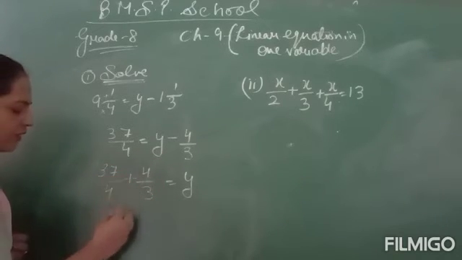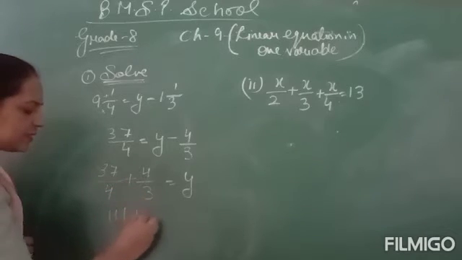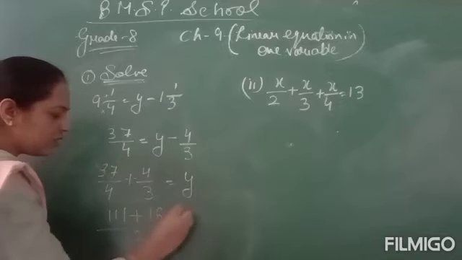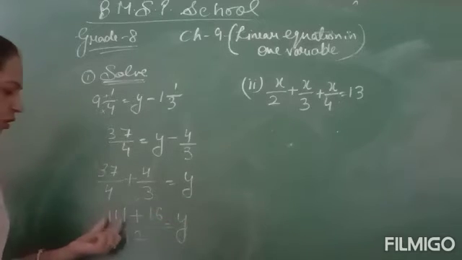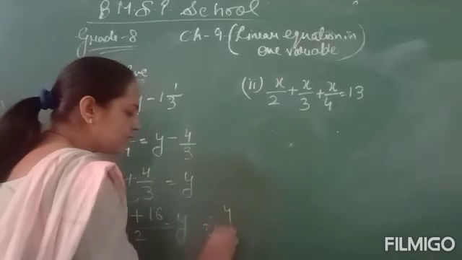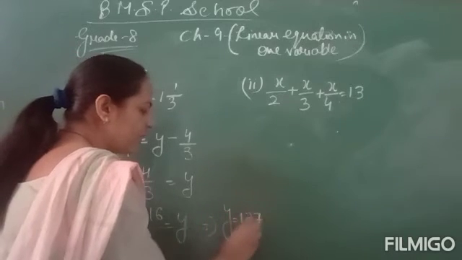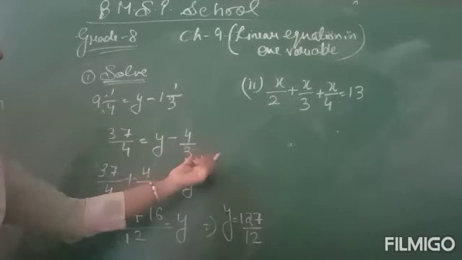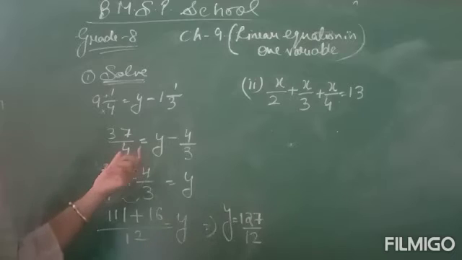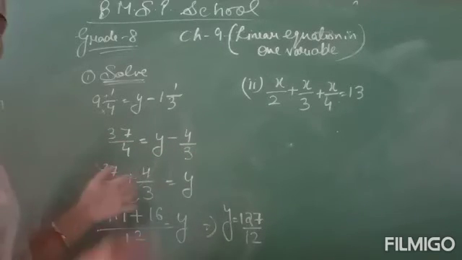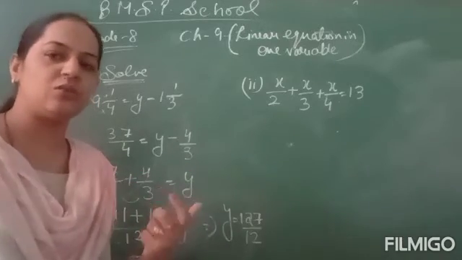13 into 3, 1, 1, 1. 4 into 4, 16. And downward side multiplication of this: 4 3s are 12, is equal to 1. Now the value of 111 plus 16 is 127. So this implies y is equal to 127 by 12. This is my answer. I have found the value of y. When something on this side goes on the other side, it changes its sign. Minus changes to plus and plus changes to minus, division changes to multiplication and multiplication changes to division.